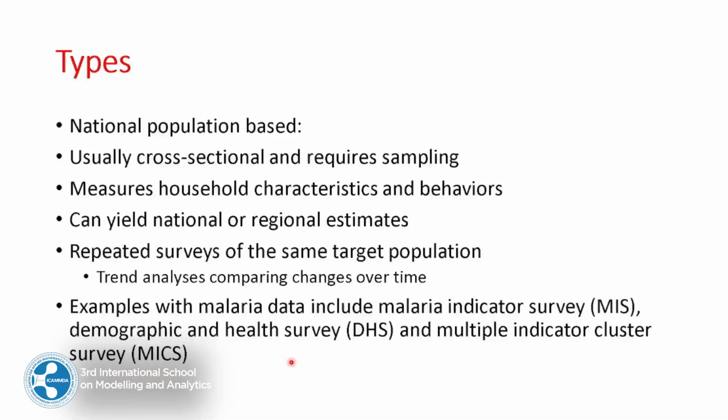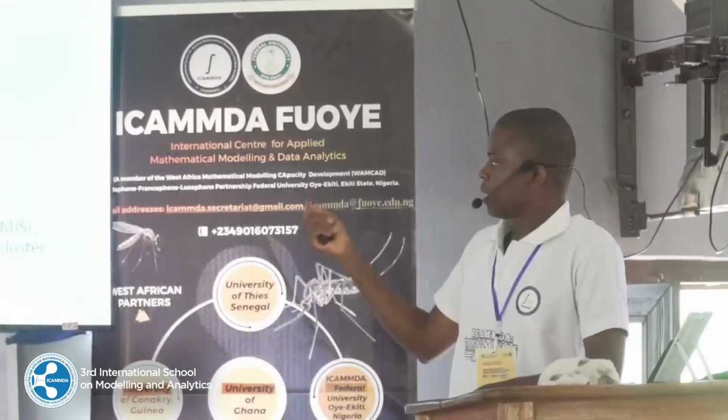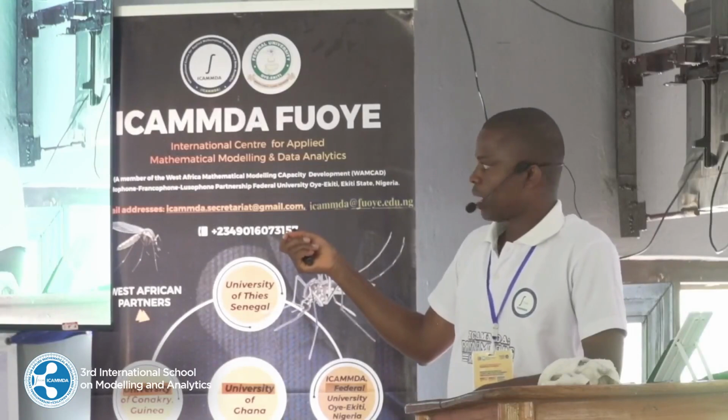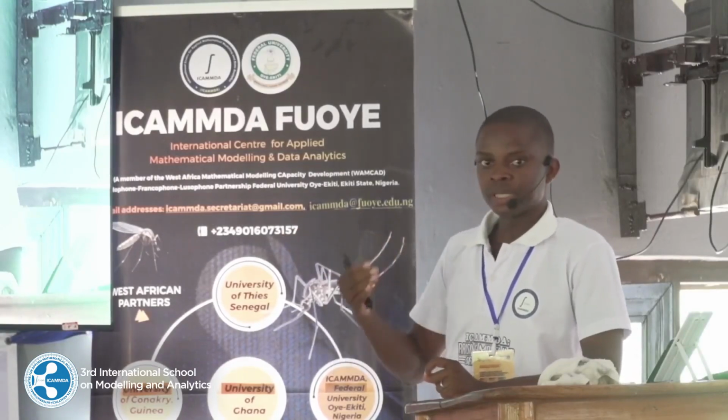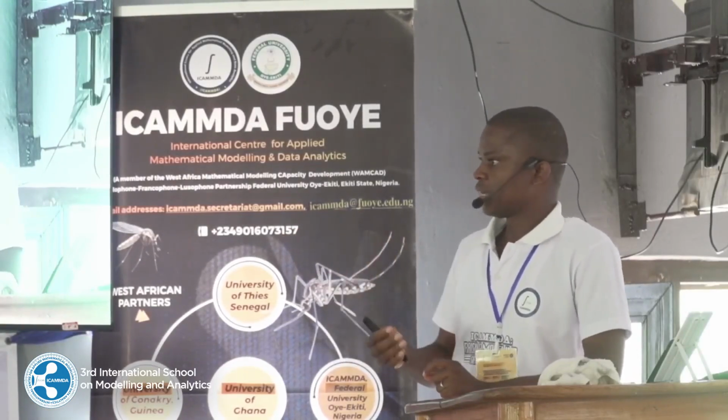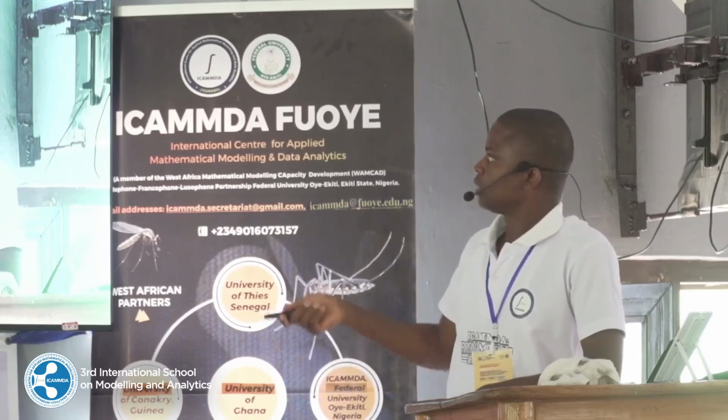So surveys are also repeated if it's, for example, the DHS survey and also the MIS survey. All right, these are examples of surveys which are intermittently repeated, for the DHS every 5 years, and also MIS within the DHS years.